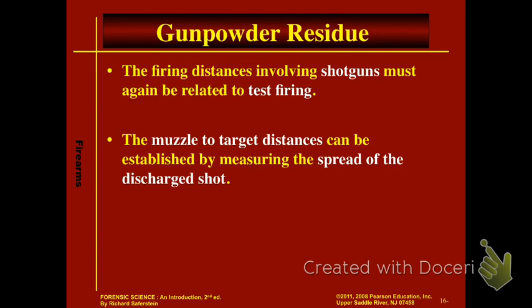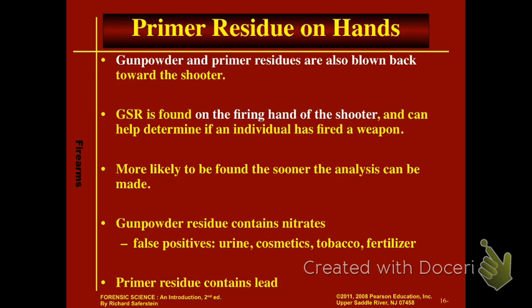The firing distances involving shotguns can be related to test firing. The muzzle to target distances can be established by measuring the spread of the discharged shot. Those are the little pellets. Gunpowder and primer residues are also blown back towards the shooter.